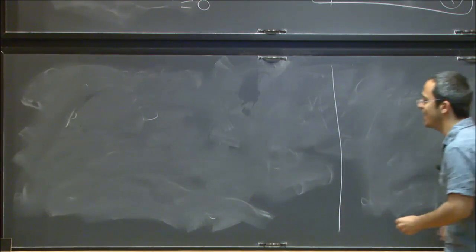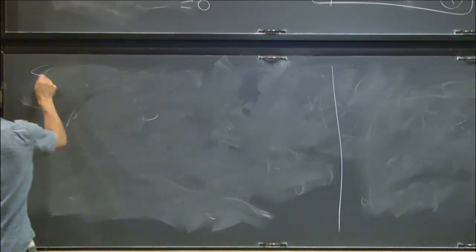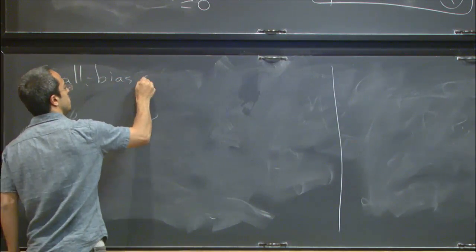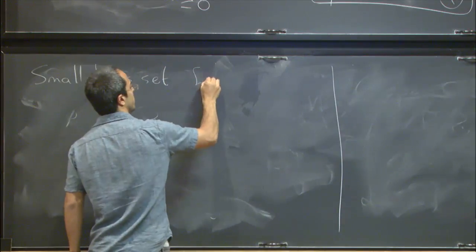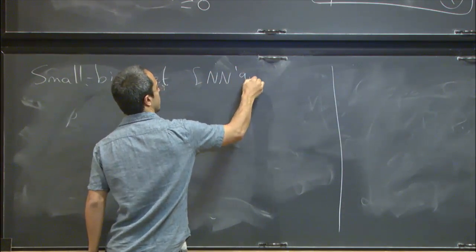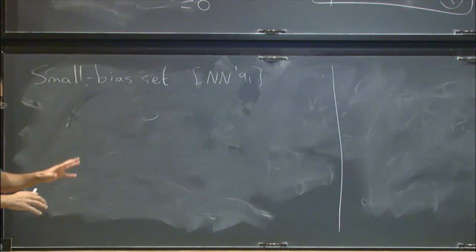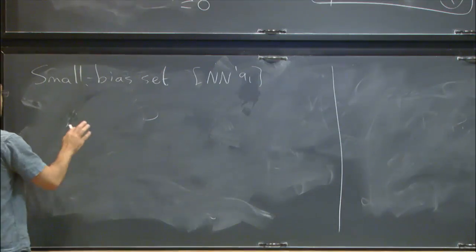Okay, so what's a small bias set? This was introduced by Naor in 91, I think. I'll just give the definition and then give some points of view on it. But the definition is the following.